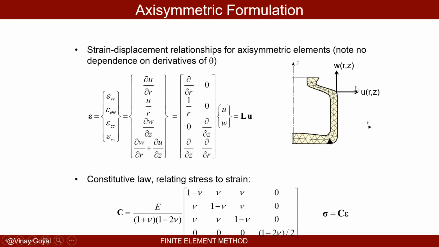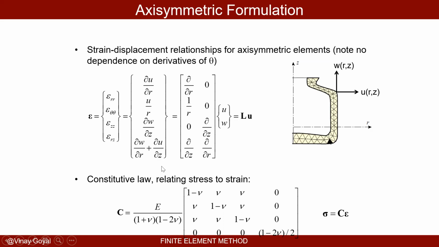The strain displacement relationships for axisymmetric elements are given by these equations here. What you see here is a strain in the radial direction along the u direction. Epsilon theta is not zero, and is in the circumferential coordinate system. Epsilon zz is the strain in the z direction, and epsilon rz is a shear strain, which is the angle change between r and z coordinates. So epsilon r is the partial of u with respect to r, epsilon theta is u divided by r, epsilon zz is the partial of w with respect to z, and epsilon rz is the partial of w with respect to r plus the partial of u with respect to z.